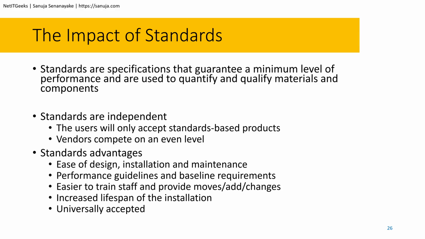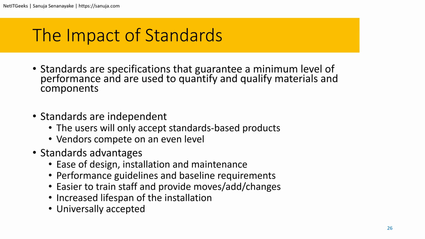Standards are independent. In other words, the user will only accept standards-based products, and therefore the vendors compete on an even level because the user is looking for that standard. For example, a D-Link switch, a Linksys router, and a Cisco switch should be able to work together. They shouldn't have any issues because packet transmission standards are already done, right? So that's what it means.